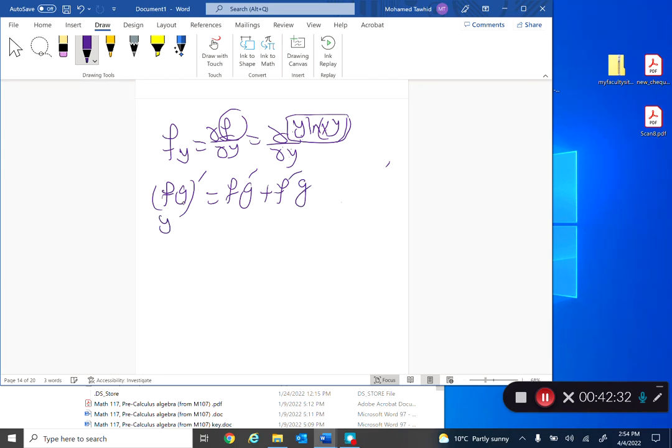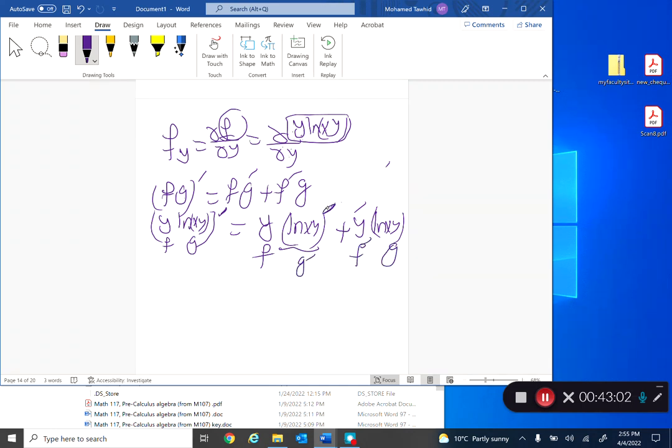So here, what is your f? It will be y. What is your g? ln of xy, the whole thing. So that is your f, and that is your g. What is your g prime? Here it will be the derivative of ln xy. That is your f, that is your g prime, and here that is your f prime, and that is g. But what does prime mean here? Prime here means the partial derivative with respect to y.